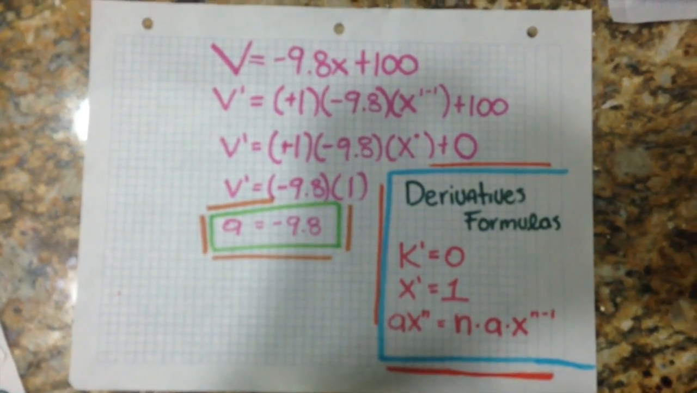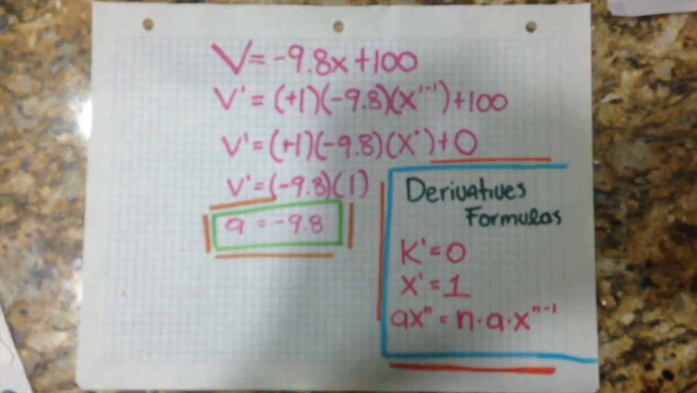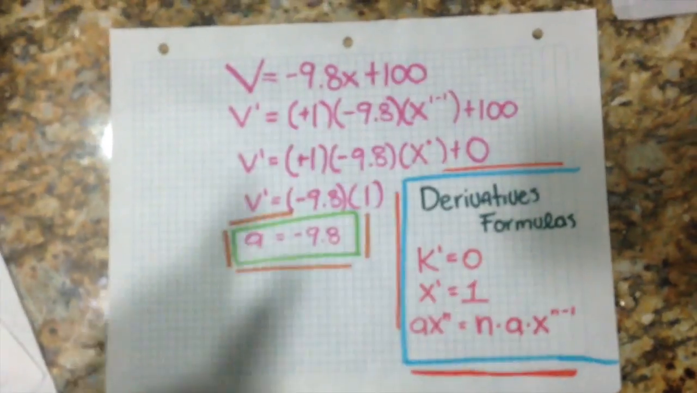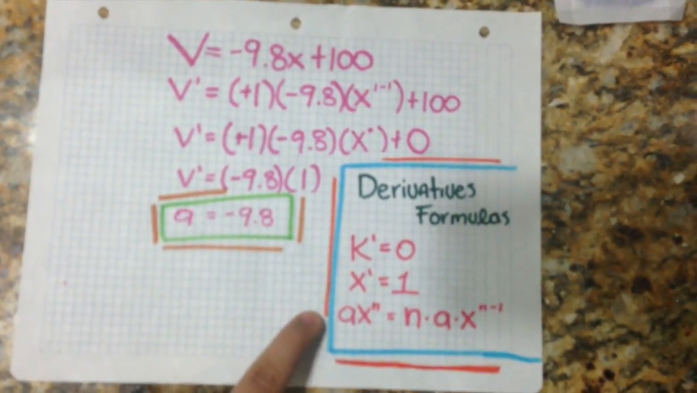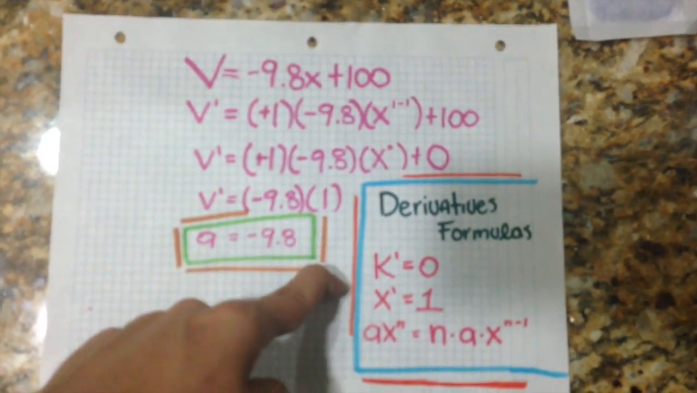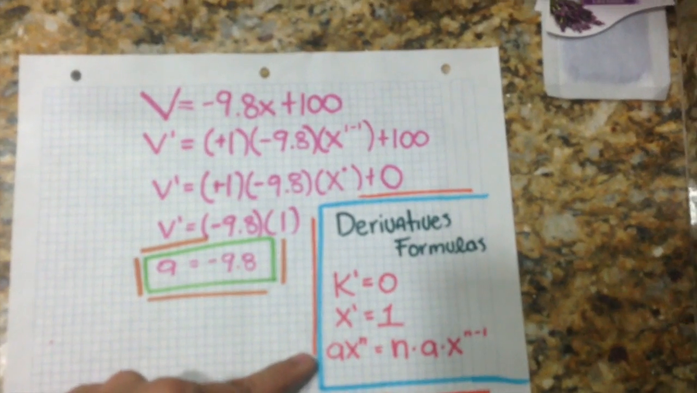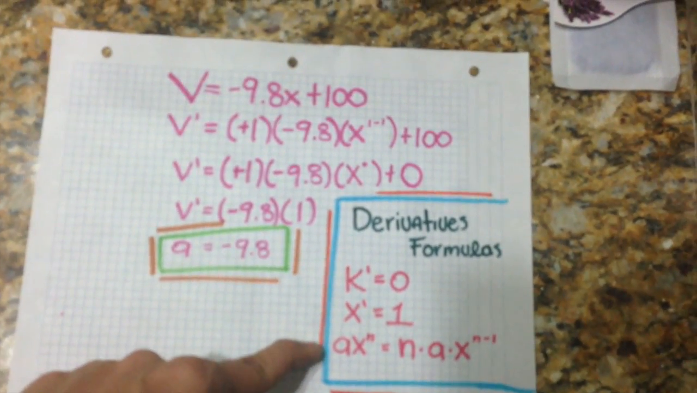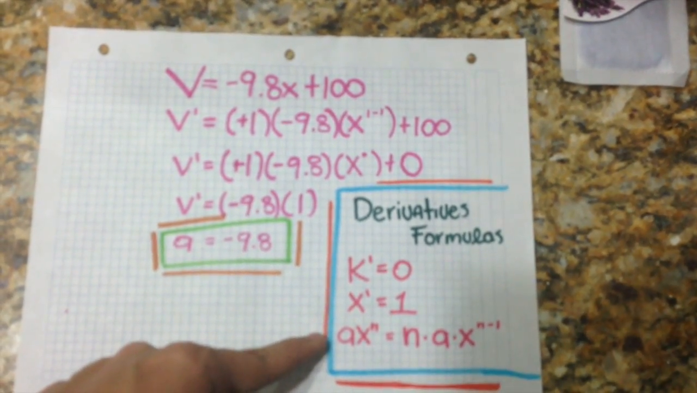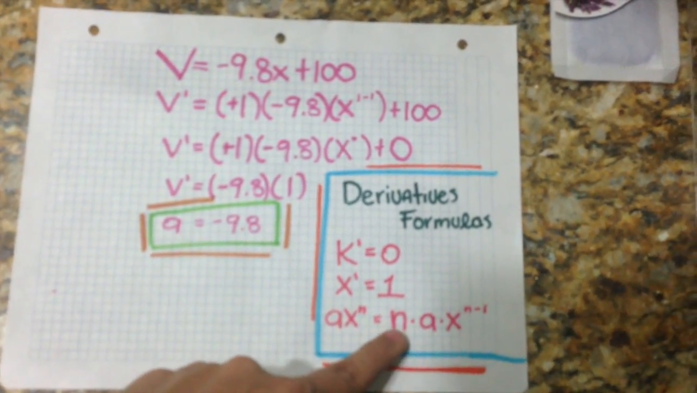In order to get the acceleration equation, first we have to see some of the derivative formulas. Those formulas are shown over here. A constant will always be equal to 0, a variable will always be equal to 1, and in here we have a case where we have a variable, a coefficient, and an exponent. In that case we have to follow this rule.